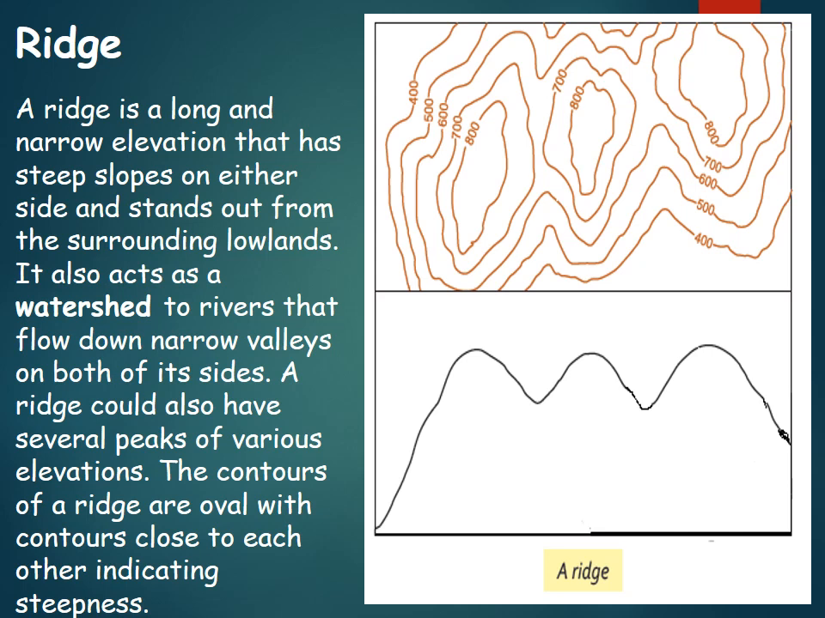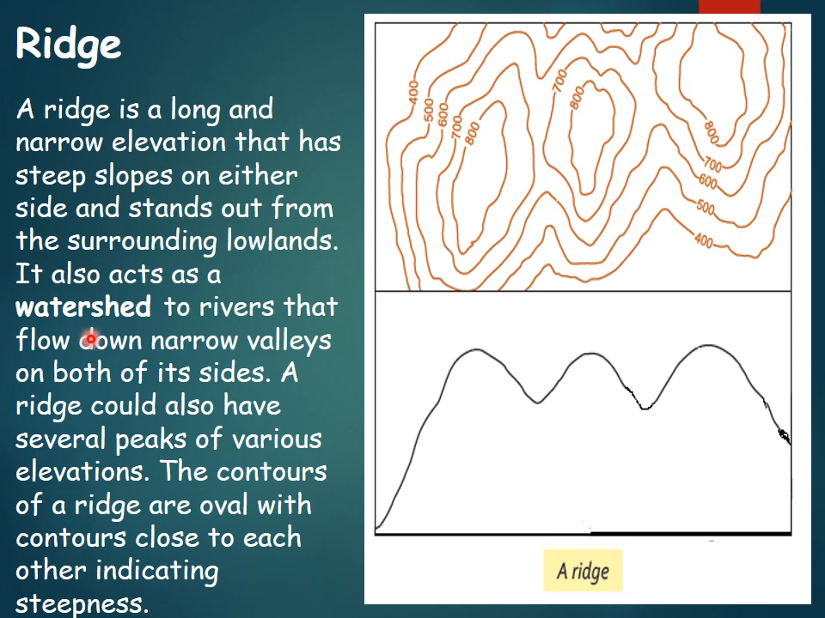The next landform is the ridge. A ridge is a long and narrow elevation that has steep slopes on either side and stands out from the surrounding lowlands. It also acts as a watershed to rivers that flow down narrow valleys on both of its sides. Now, what is called a watershed? A watershed is an area of land that feeds all the water running under it and draining off it into a body of water. It also combines with other watersheds to form a network of rivers and streams that progressively drain into larger water areas.